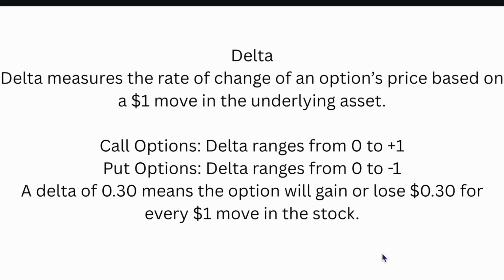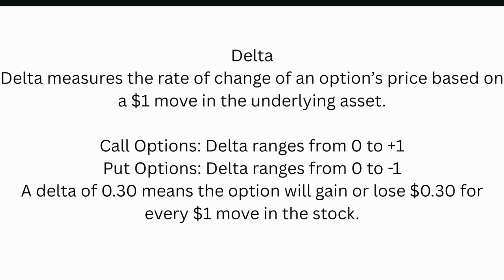The definition of Delta as an option Greek is that it measures the rate of change of an option's price based on a $1 move in the underlying asset. So if you think about it with just stocks, if you own a stock and it moves a dollar up, obviously you would make a dollar per share profit, and your delta would be one in that case. So just owning stock, your delta is one.